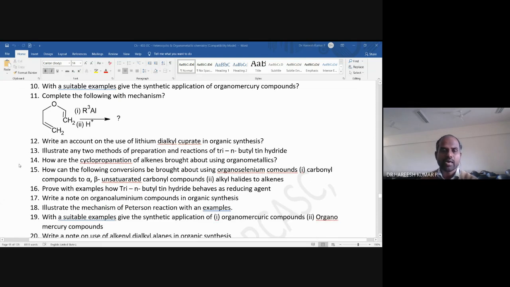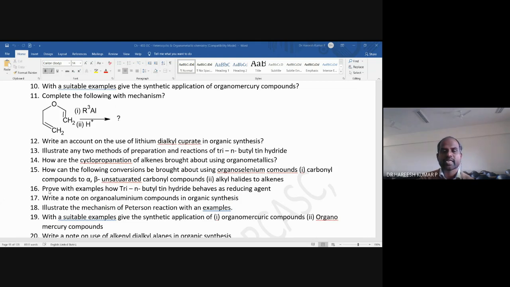Write a note on organo-aluminum compounds in organic synthesis. Again, aluminum compounds means dialkyl aluminum hydride, or trialkyl alane, and alkynyl dialkyl alane. So anyone you can take and explain. And illustrate the methods of Peterson reaction.